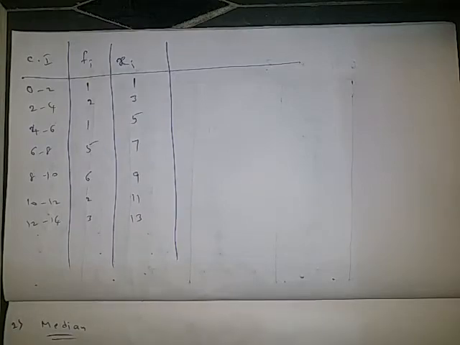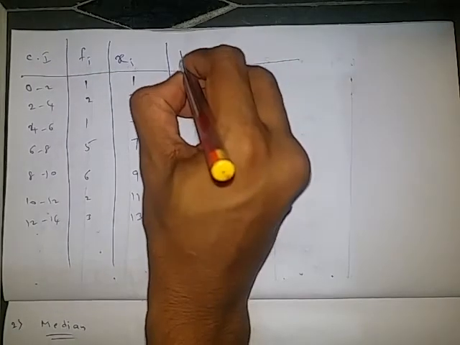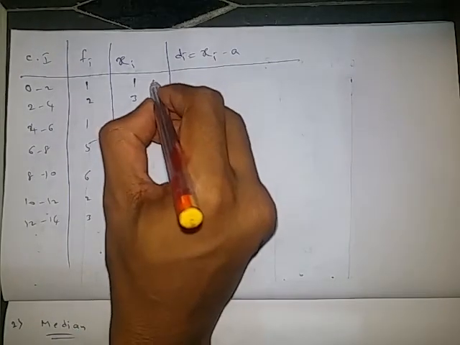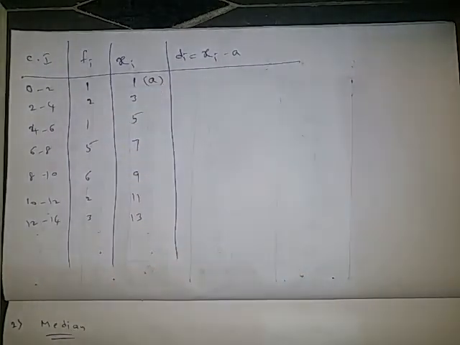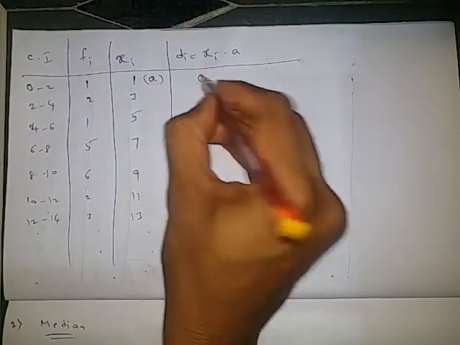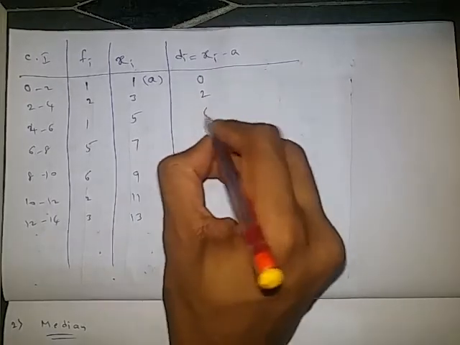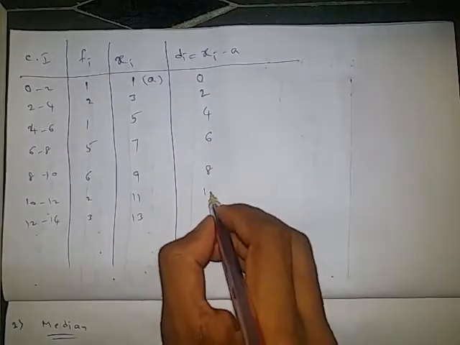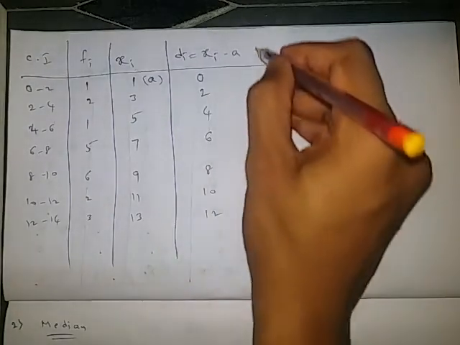After finishing this xi, the next column is di. Di is equal to xi minus a. Already we did this also in the previous method. That is, I am assuming the first number itself as a. So from every number we need to remove that a. 1 minus 1 is 0, 3 minus 1 is 2, 5 minus 1 is 4, 7 minus 1 is 6, 9 minus 1 is 8, 11 minus 1 is 10, 13 minus 1 is 12.